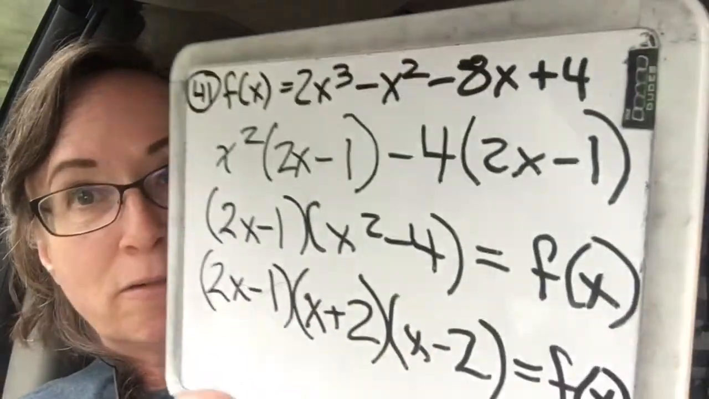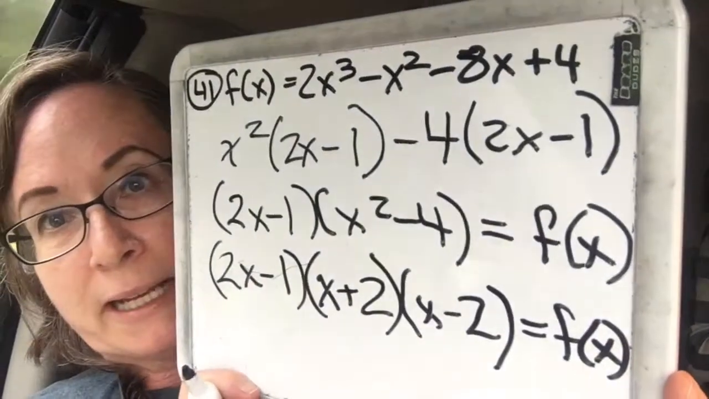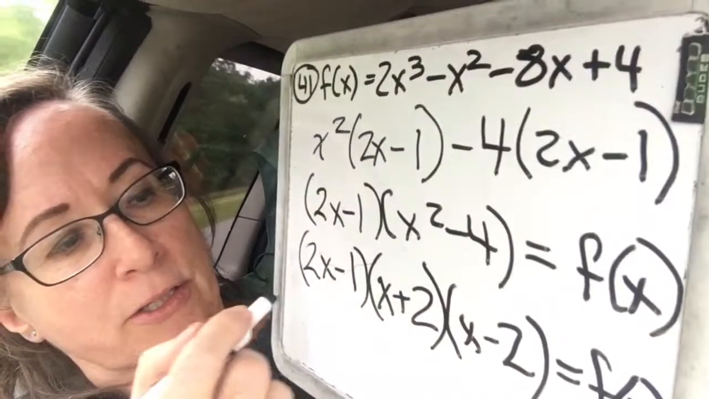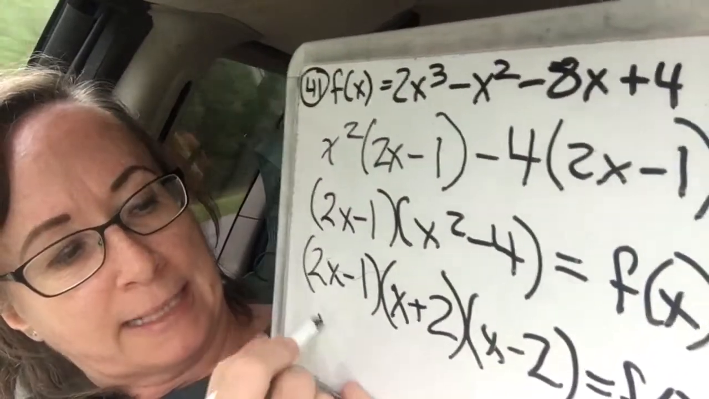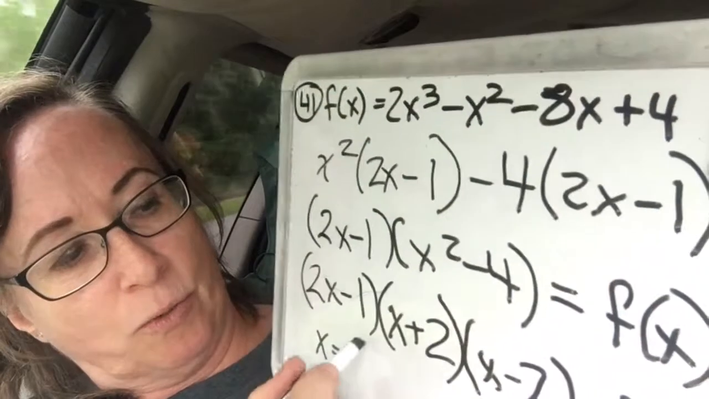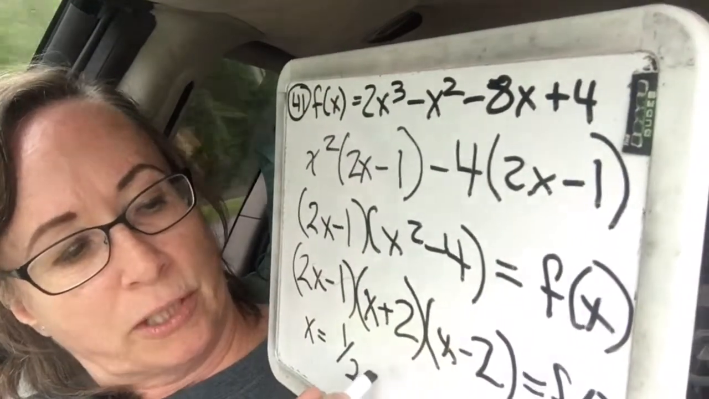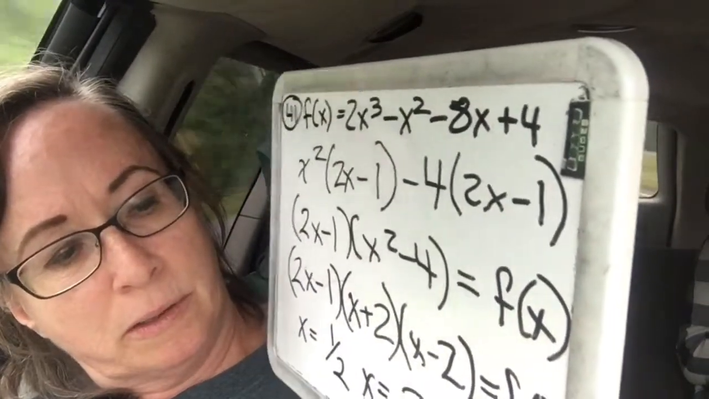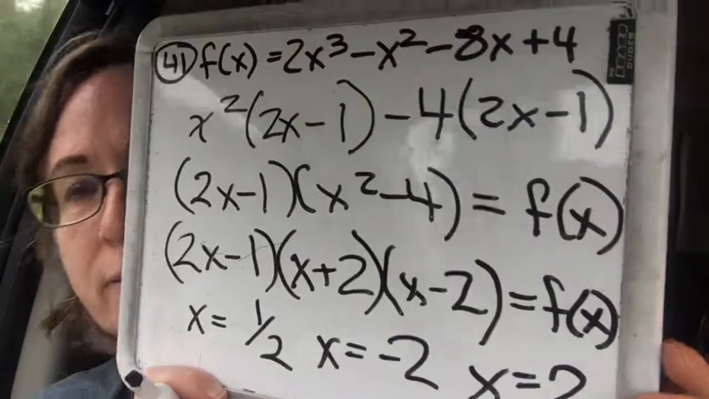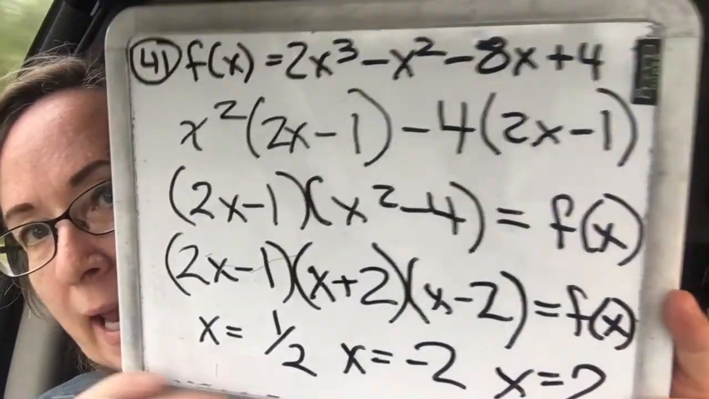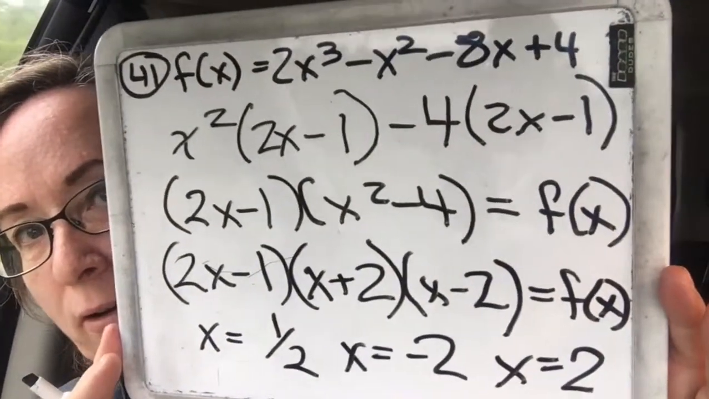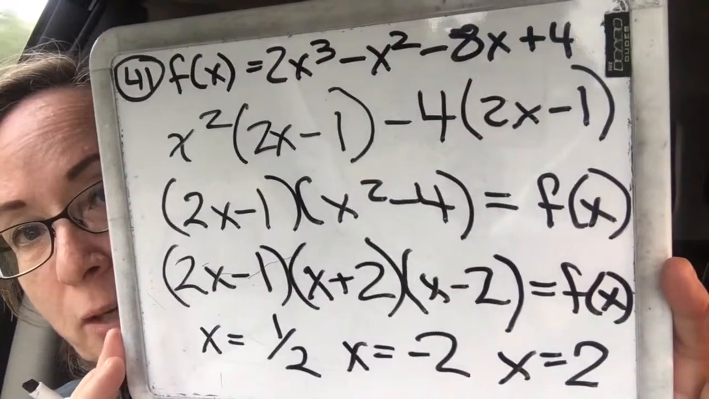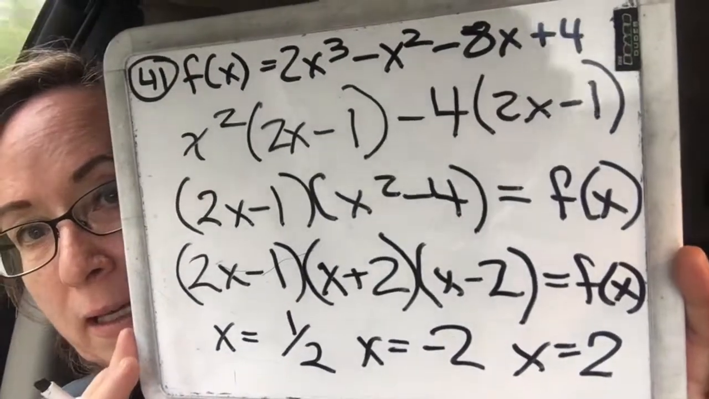And now to find the zeros of the function, I'm going to let the f of x equal 0, and I'm going to set each factor equal to 0. So I'm going to get here, x is equal to 1/2, x is equal to -2, and x is equal to 2. Okay, so we have 3 factors and 3 distinct zeros. There are no multiplicities on this one. Okay, so this one is cubic, and I have 3 zeros.